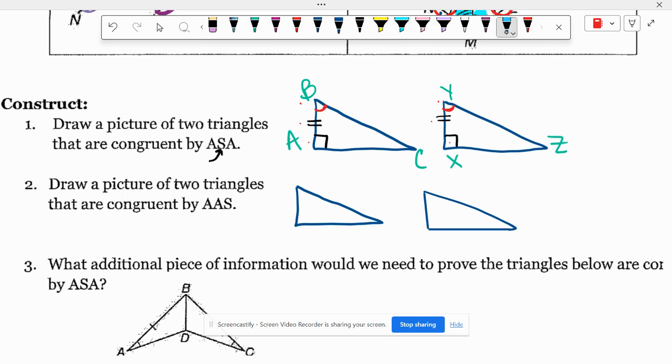So let's call this D, E, F. And I'm going to call this Q, R, S. So I'll start off by marking the right angles. So we have an angle. We're using angle, angle, side this time. So now what do I have to mark?